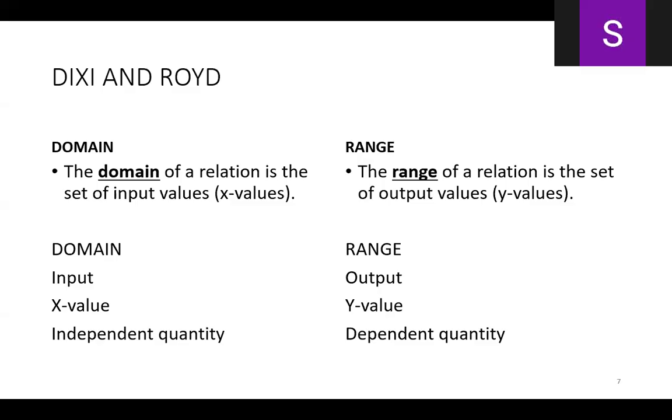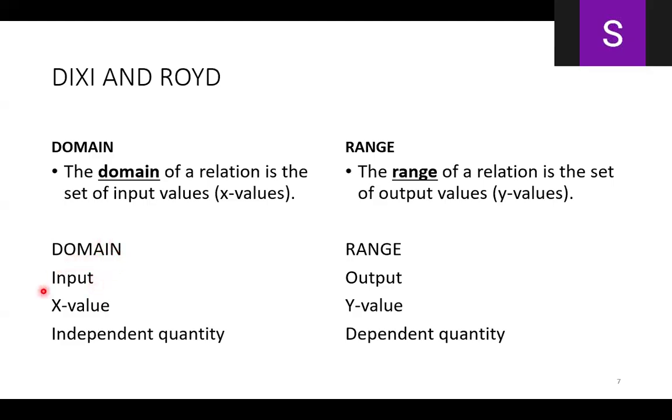All right, Dixie and Royd. Remember, to me, Dixie and Royd are two hound dogs sitting on a porch, but what do they represent? Well, Dixie represents all things domain, okay? The domain of a relation is a set of input values, your x values, and Dixie stands for all the words that would represent domain.